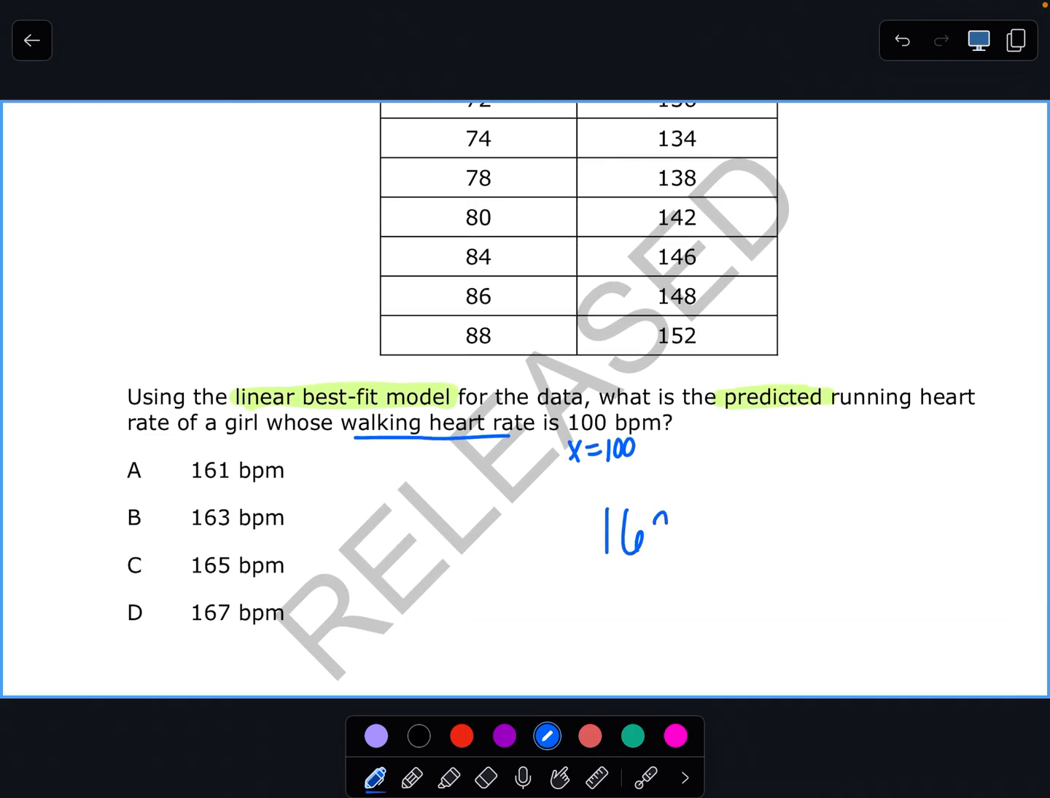You will notice the numbers are rounded to the nearest whole. So this 8 will round our 2 up. So that's 163 beats per minute.